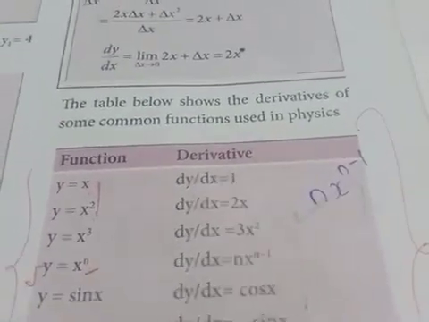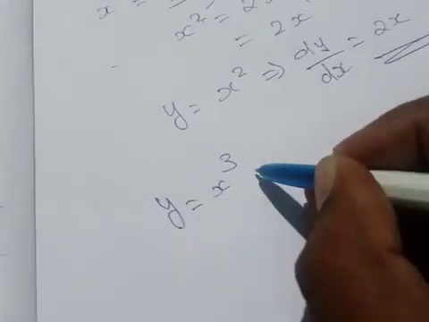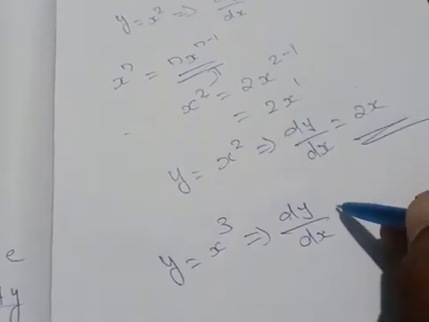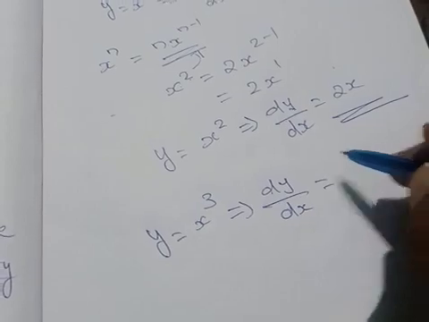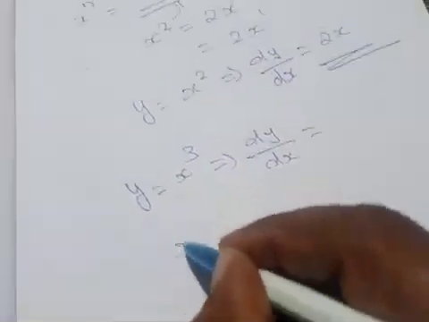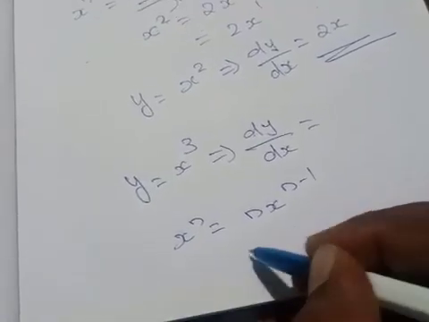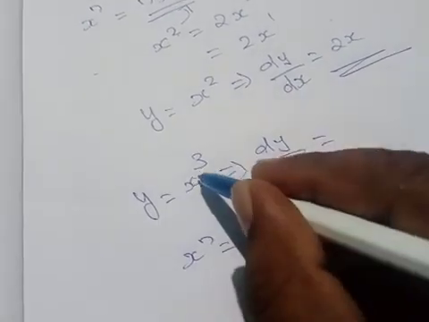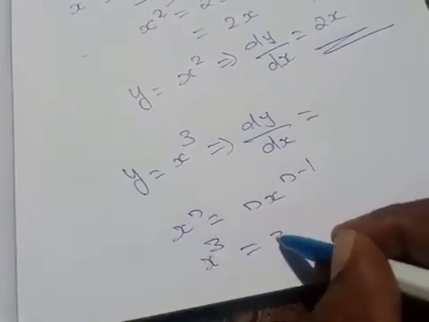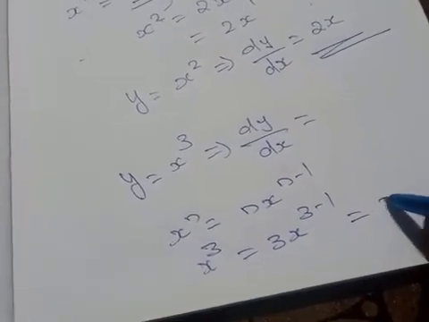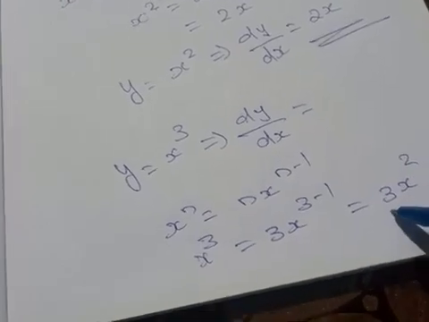Let us see the third one. y equal to x cube. So dy by dx we can find. What do we get from the formula, derivative of x power n is n x power n minus 1? So x cube gives 3 x power 3 minus 1, and that gives us 3x square. That is the next one.